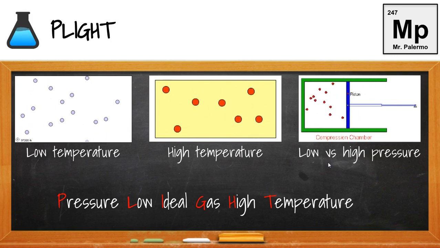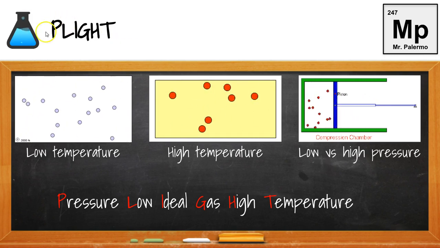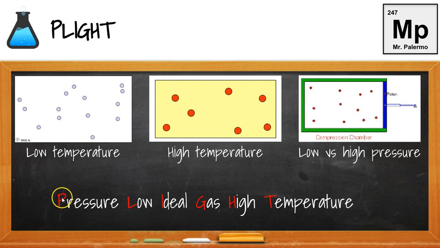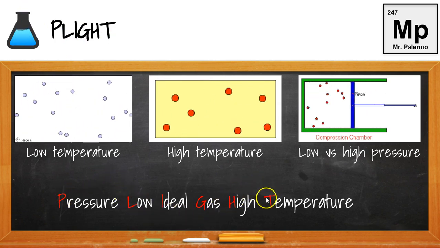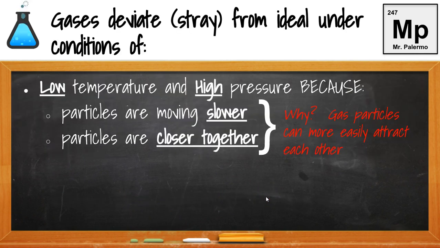The way to remember these ideal conditions is the acronym PLIGHT. We want the pressure low for an ideal gas, and we want high temperature. Conversely, gases will be least like an ideal gas, or we say they deviate or stray from the ideal conditions, under the opposite: low temperature and high pressure. If the temperature is low, they're moving slower, which means it's easier for them to attract each other. The same thing under high pressure: they're closer together. Again, it's easier for them to attract each other.